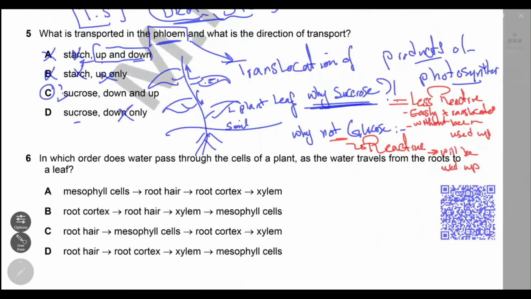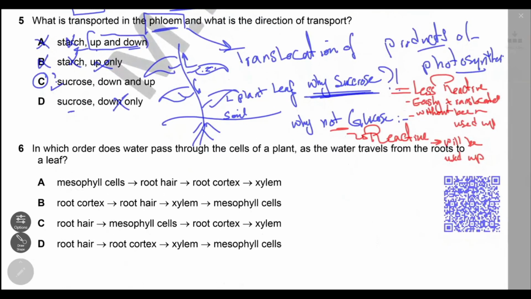Okay, so question number 6 here. In which order does water pass through the cells of a plant as the water travels from roots to leaves? So he said starting from the roots, so keep this in mind.